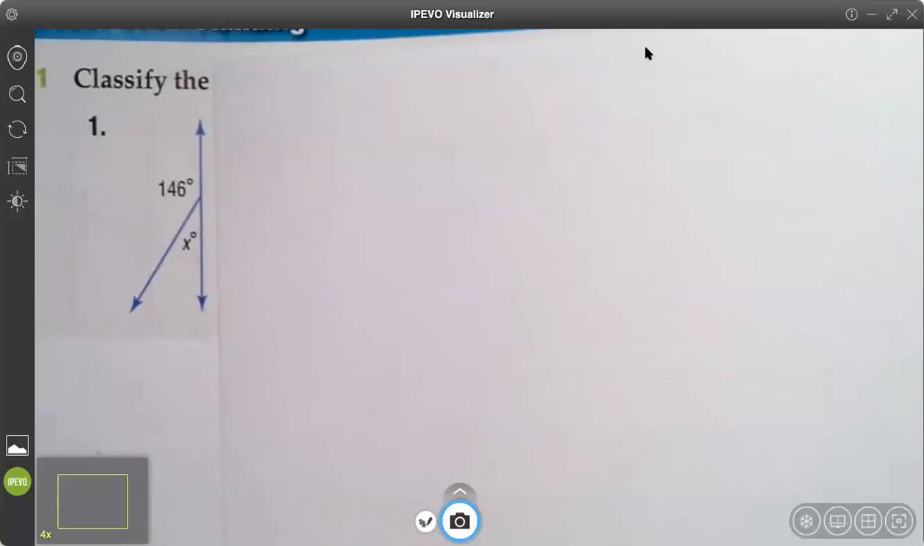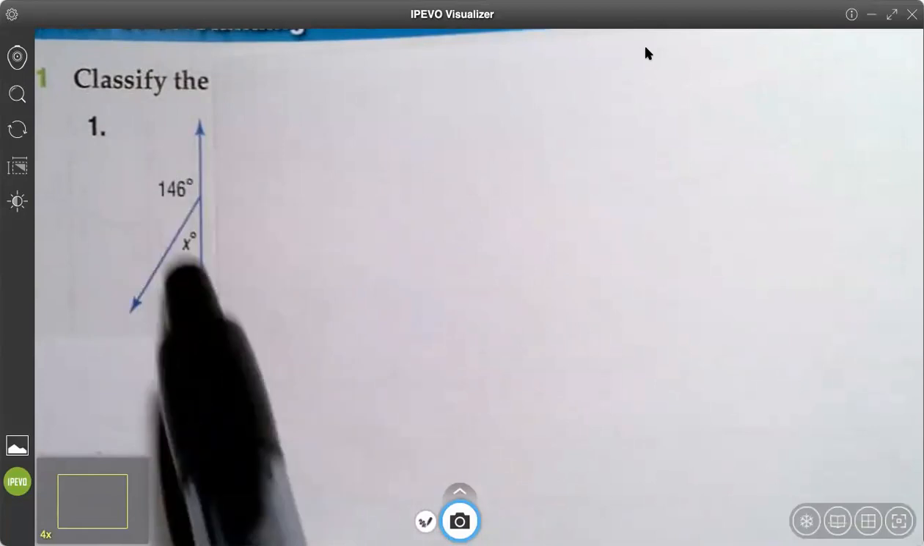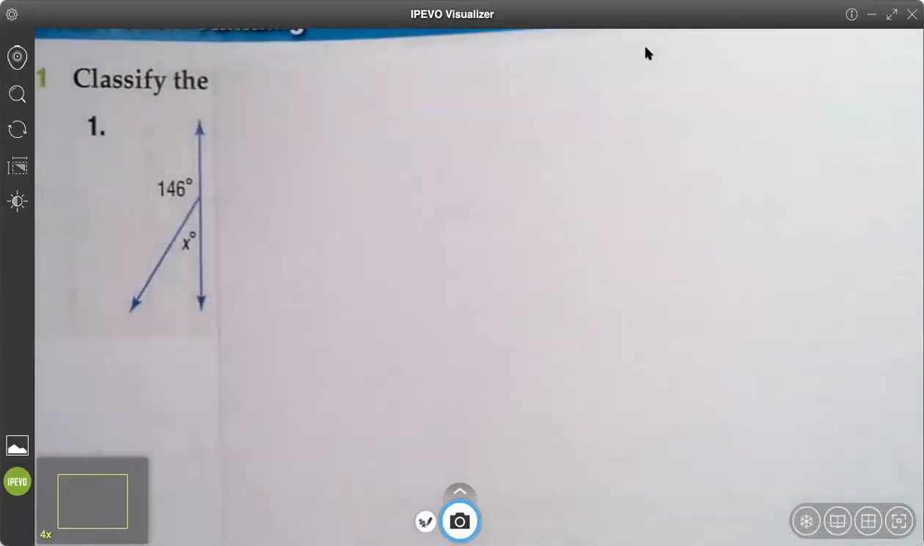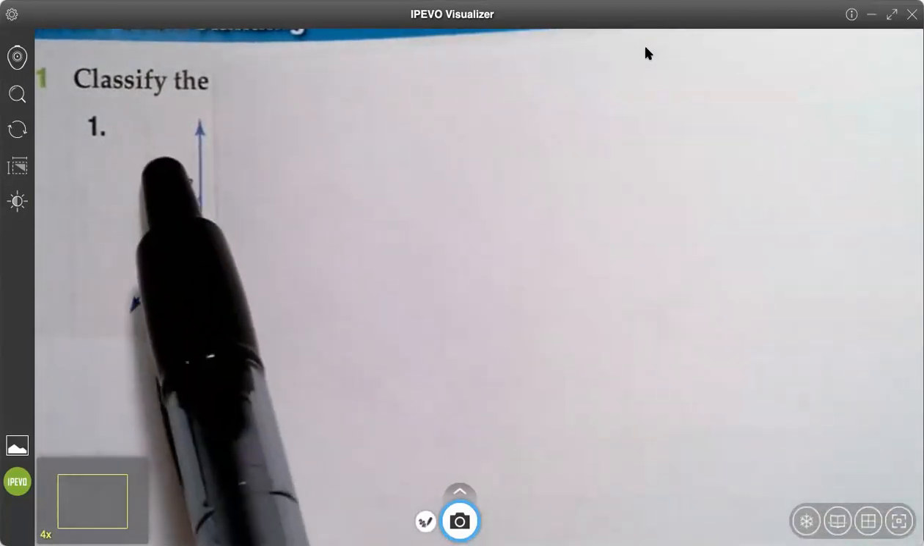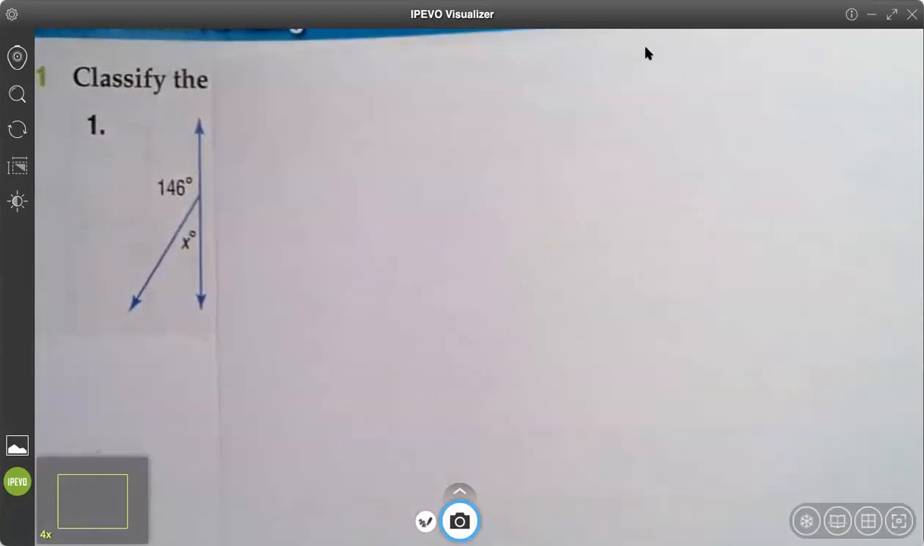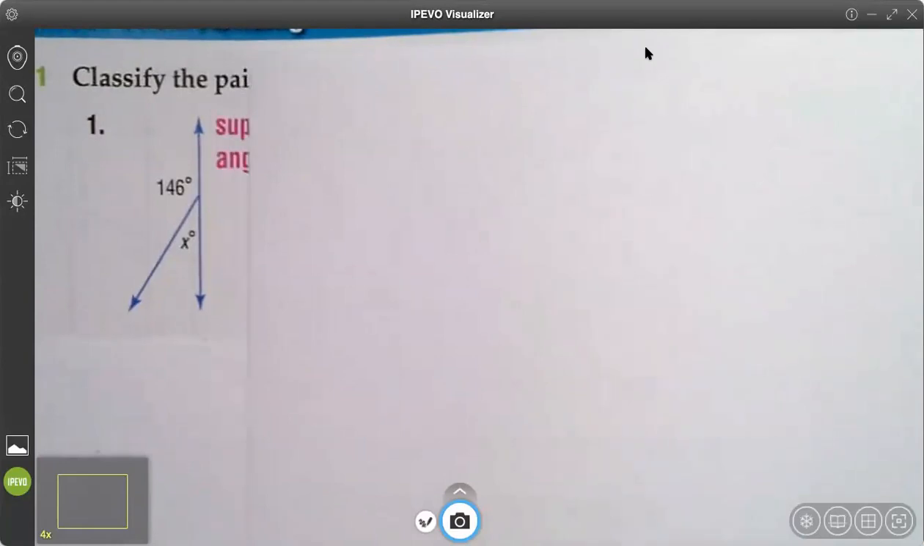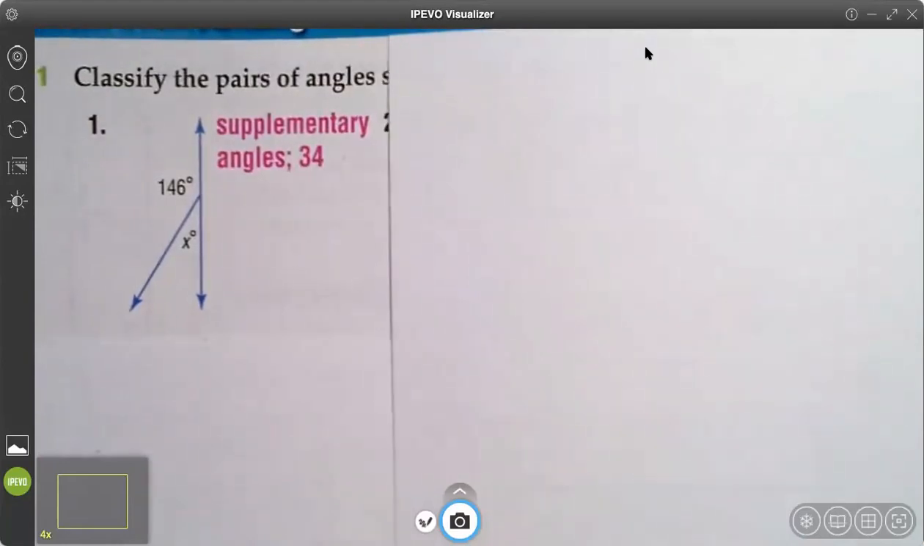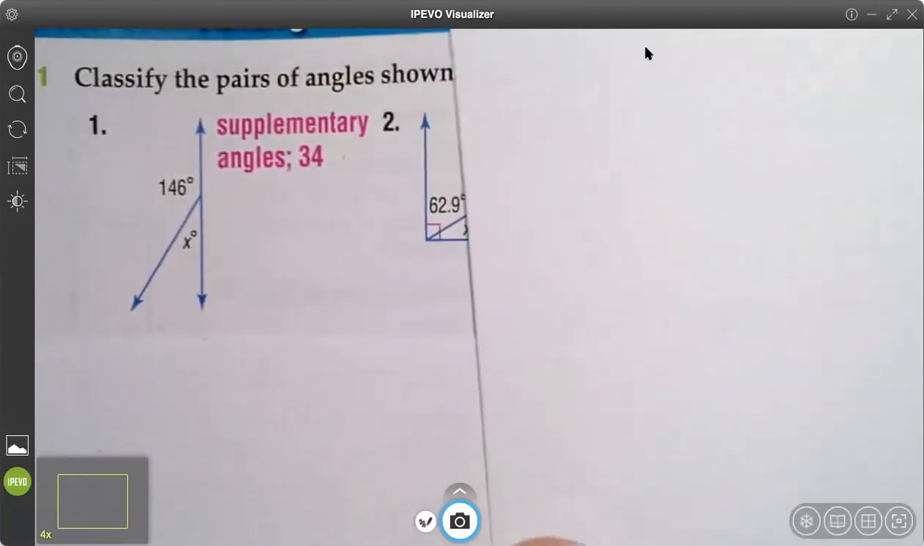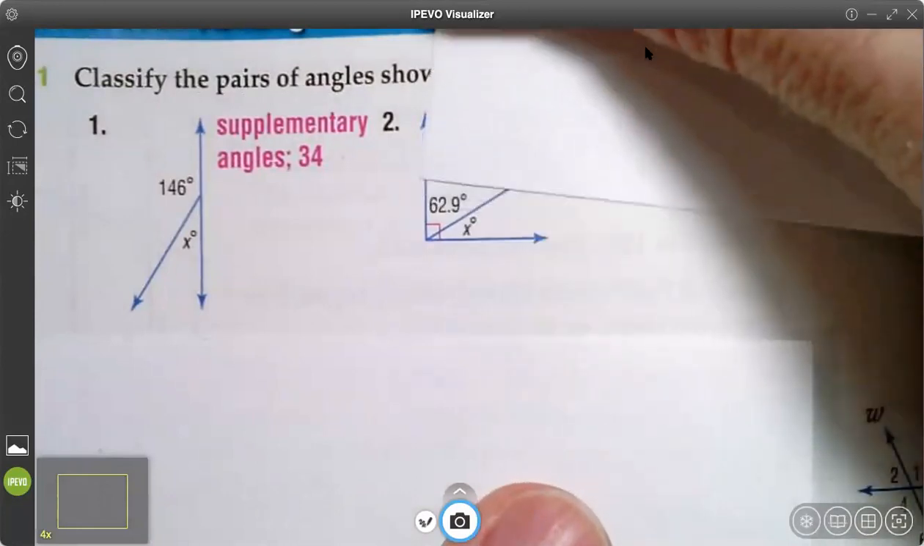Try number 1. Number 1, two angles which form a straight line makes them supplementary. So I could add 146 plus x together and get 180, or I could take my calculator and say 180 minus 146 to get my answer. They are supplementary angles, and 180 minus 146 is 34 degrees. The answer is 34 degrees.